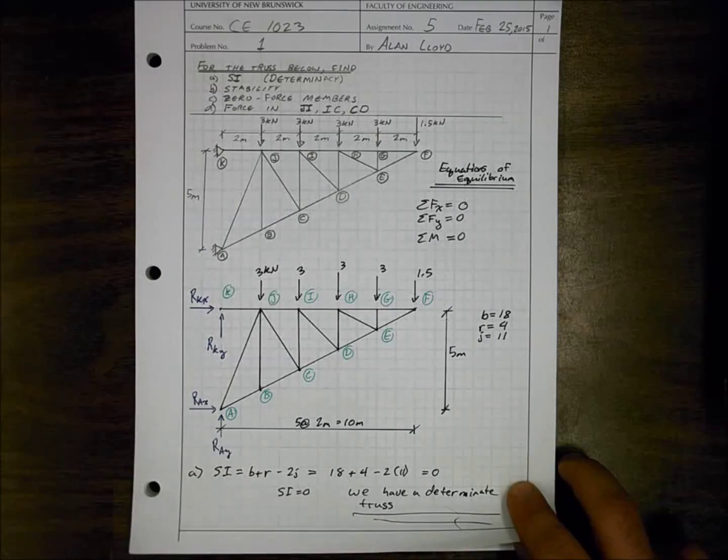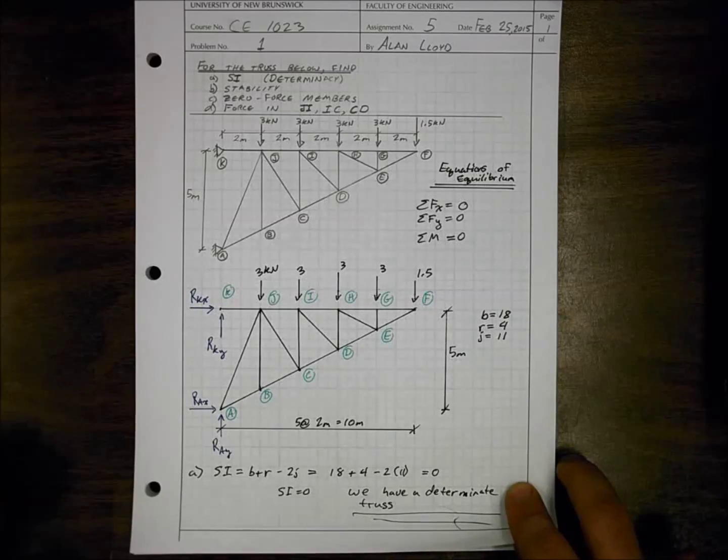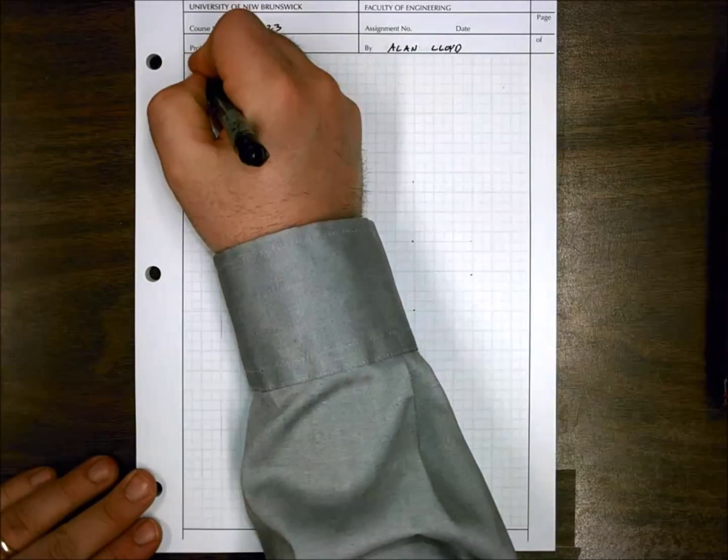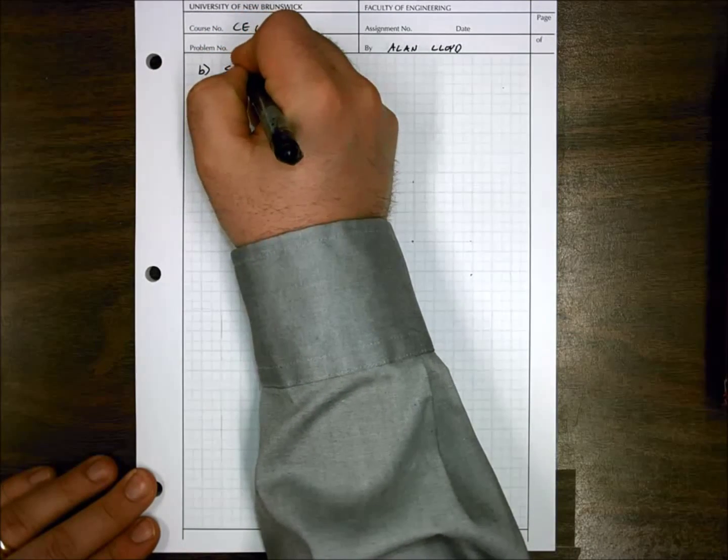So at this point, we can move on to the second part and check our stability constraints. So for part B, is this stable?